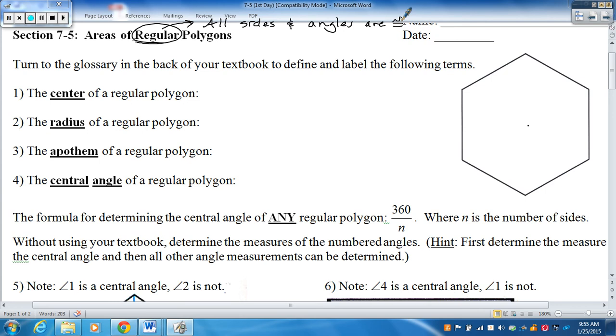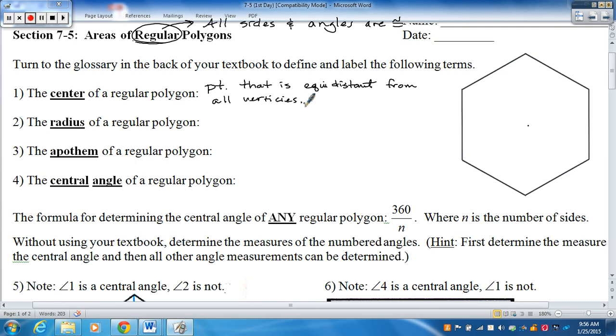All right. So, taking a look at some of the terminology that you're going to have to know for this section, the center of a regular polygon is the point that's equidistant from all the vertices. Equidistant means equal distance from all the vertices, from all points.